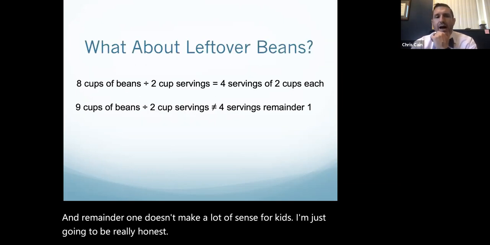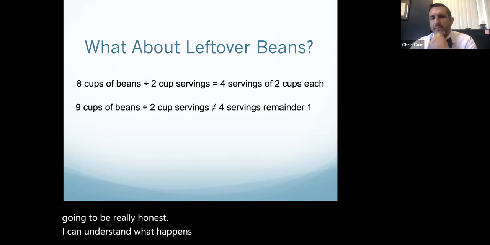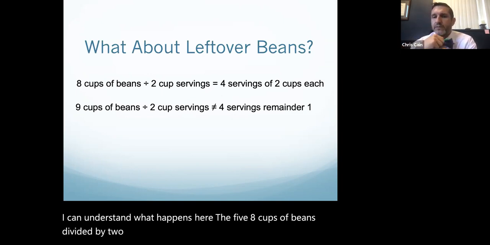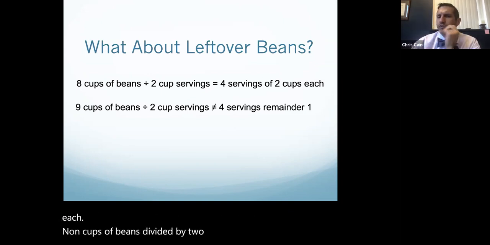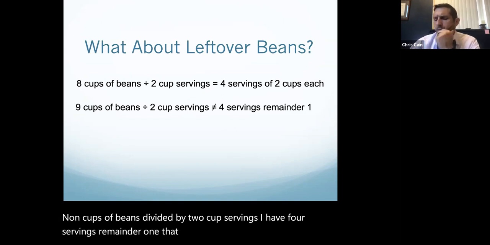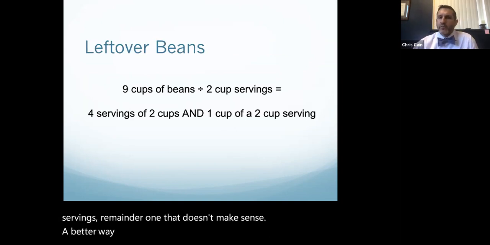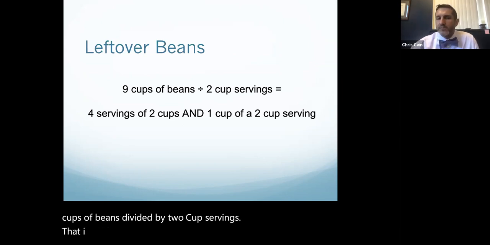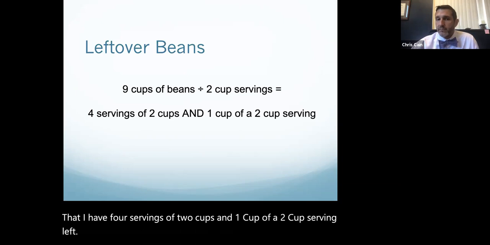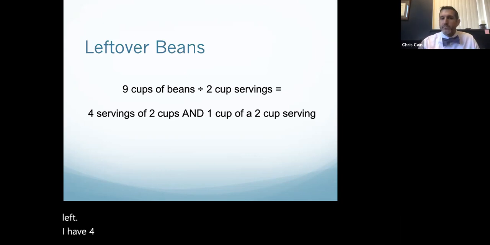I can understand what happens here. If I have 8 cups of beans divided by 2-cup servings, I have 4 servings of 2 cups each. 9 cups of beans divided by 2-cup servings, I have 4 servings remainder 1. That doesn't make sense. A better way to talk about this is when I think about these 9 cups of beans divided by 2-cup servings, that I have 4 servings of 2 cups and 1 cup of a 2-cup serving left. I have 4 complete servings of 2 cups, that's 8 cups, and then I have 1 of another 2-cup serving.